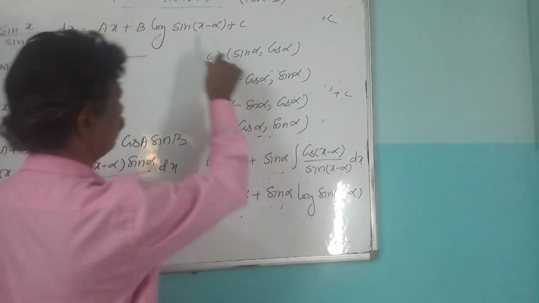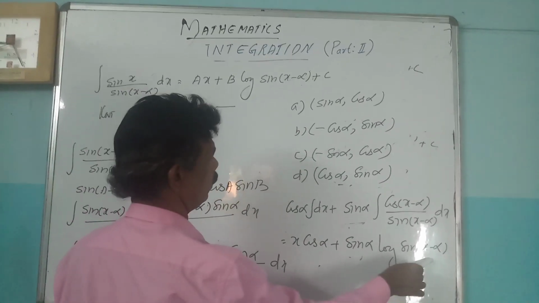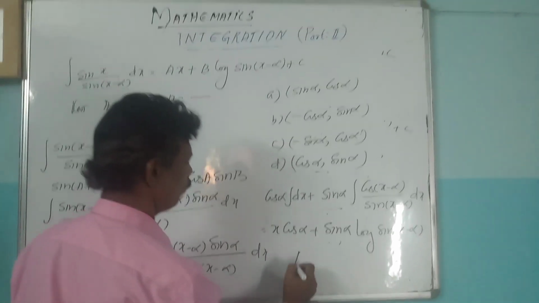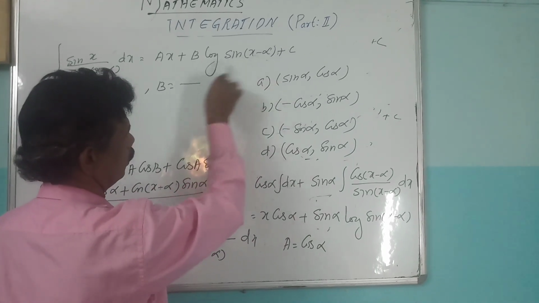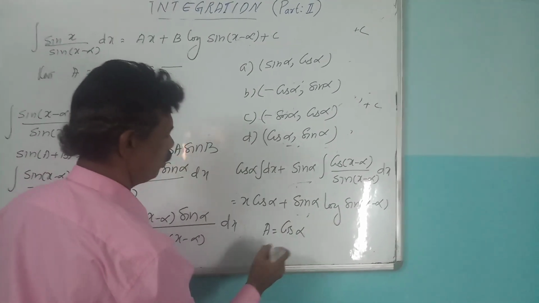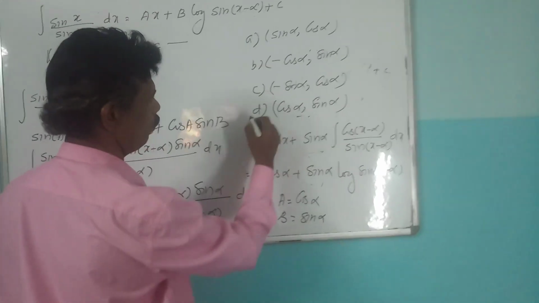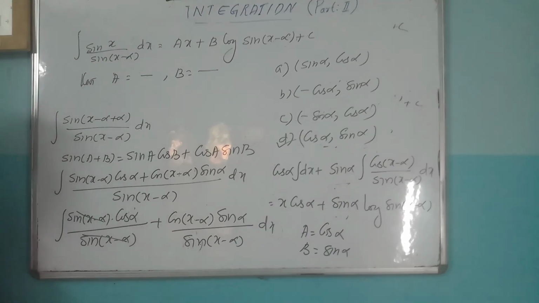Come to the question: ax plus b log sin(x minus alpha). Here a means cos alpha, therefore a equals cos alpha. And log sin(x minus alpha) into b, so b equals sin alpha. So cos alpha, sin alpha is our answer, that is choice b.